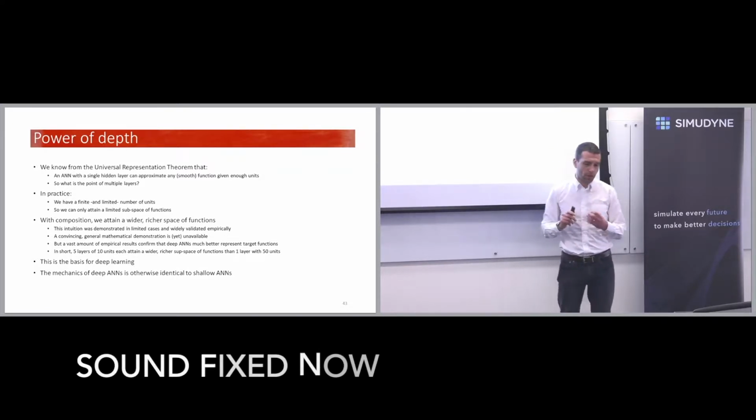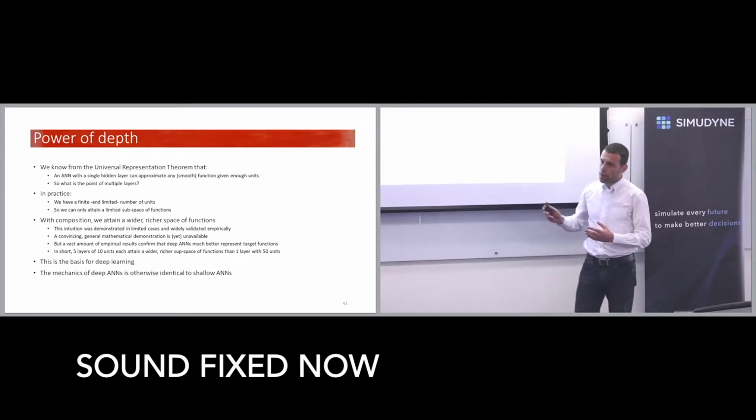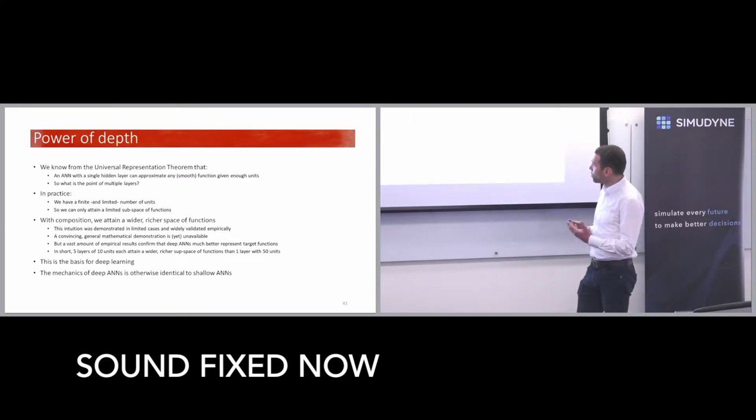And now we allow ourselves an additional 10 units. What's the best strategy? Where are we going to put them? One possibility is to add them to the hidden layer. Now we have 20 units in our hidden layer instead of 10. So what we are getting is another 10 functions that we can combine.